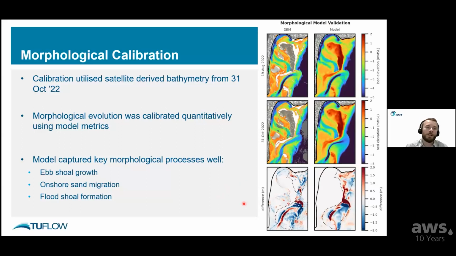Some key things to point out that the model did particularly well was capture the ebb shoal growth. You can see just offshore, this red area that both the satellite-derived bathy and the model see. We can see the onshore migration of sand down in here, and also the flood shoal formation. That's up here at Caloundra Bar, and we can see that it's beginning to close up. The calibration was done quantitatively, but I haven't shown any of the metrics today because it's too many numbers to go through. But these pictures show that things are generally working quite well.